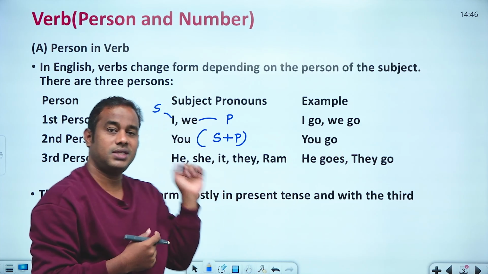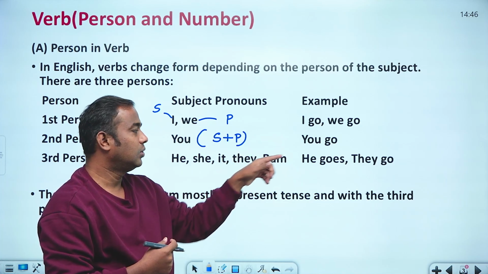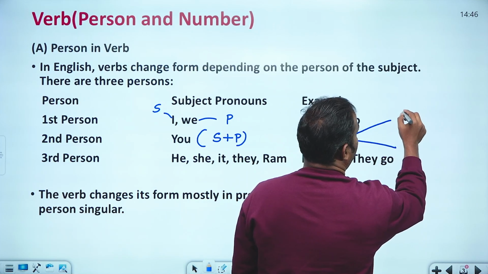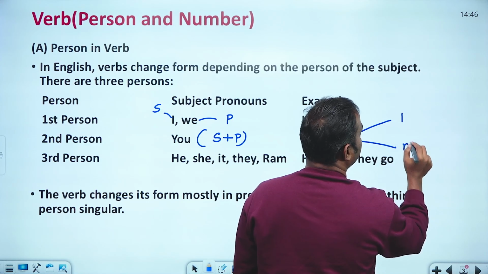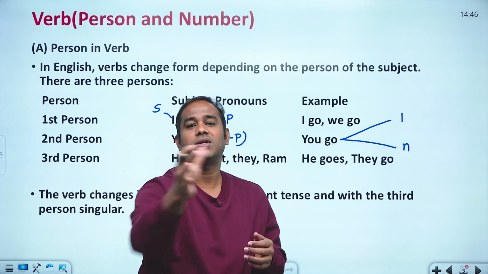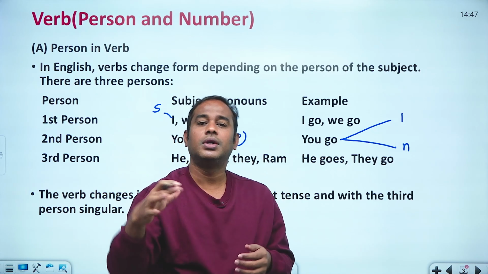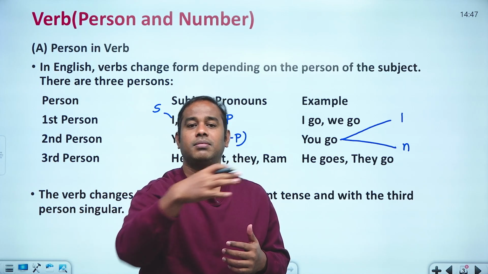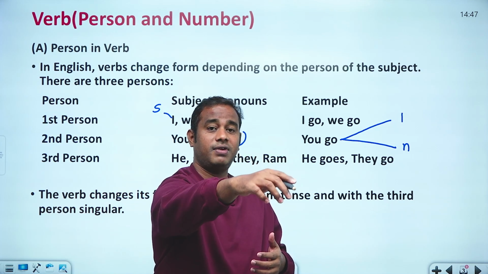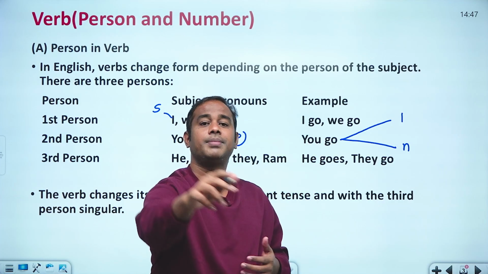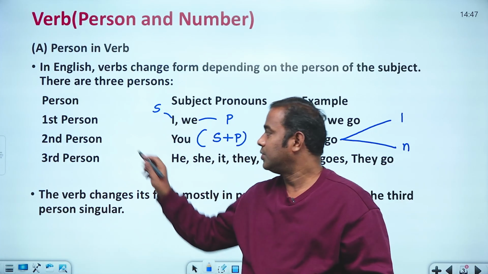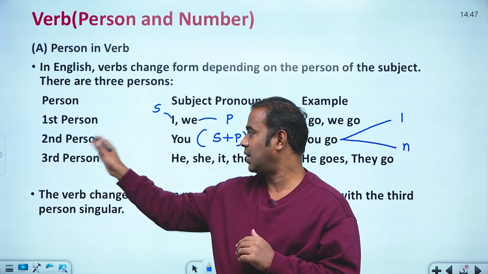If I say the same sentence, you go, I can address it in two ways: I am addressing only one person, or I am addressing more than one person. There can be many people. In the class, I can address all the students: you go. I am addressing all the people with the same sentence. At the same time, I can point a finger at one person and say you go. That is also the same thing. The sentence is not going to change, and that's the reason why the second person is like this.